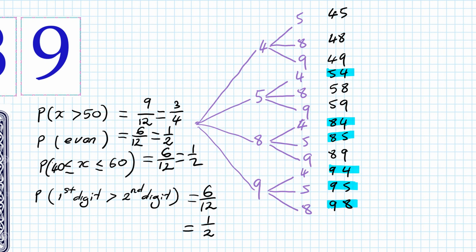Okay, so this is called dependent probabilities. Just remember that for me.